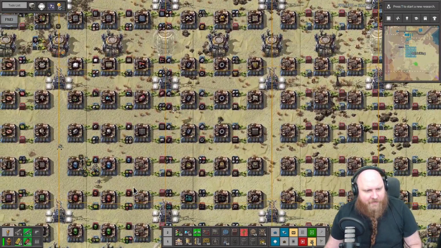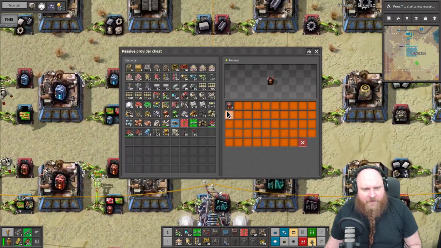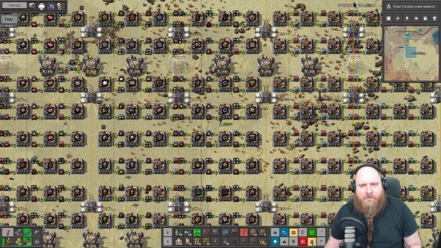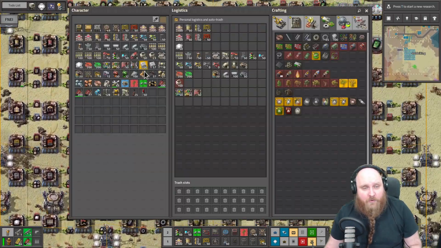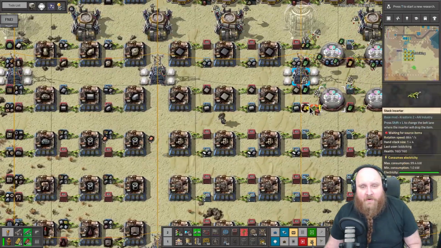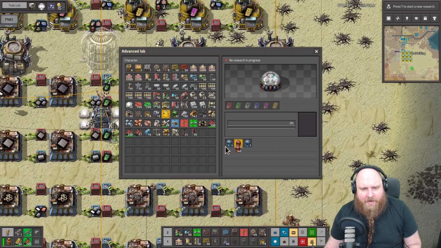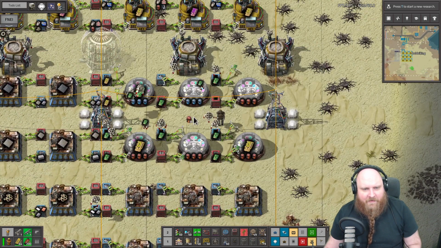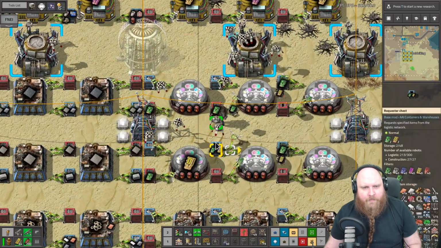So, yes, we do have some productivity modules Mark II. Yeah, just give me those. We don't really need speed modules in them over there. Productivity modules are the things that you do want to put in your science centers, because it doesn't really matter how fast these are, as long as they make science. That's the important part. There we go.